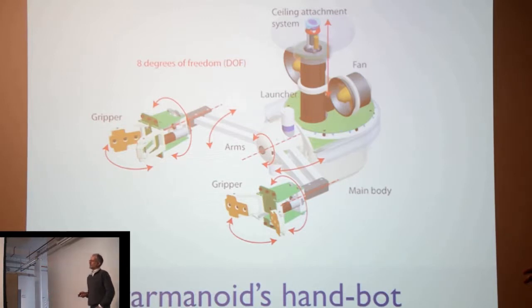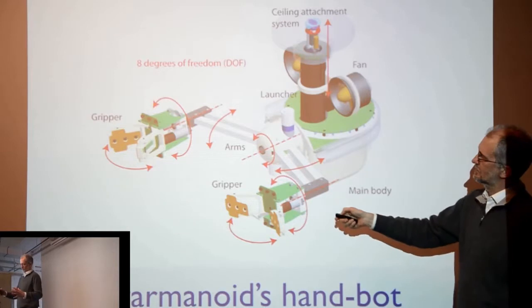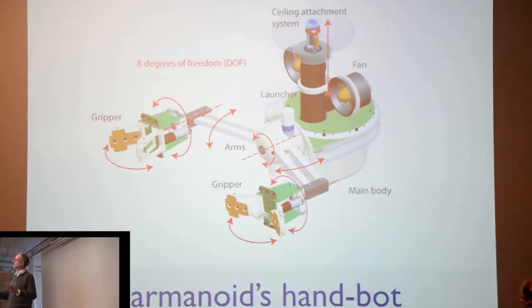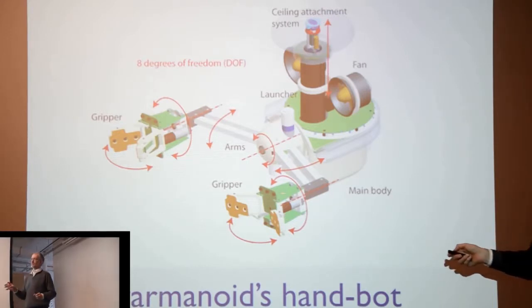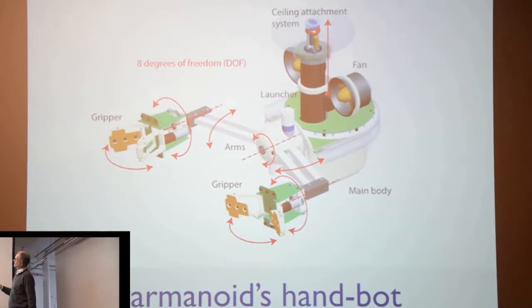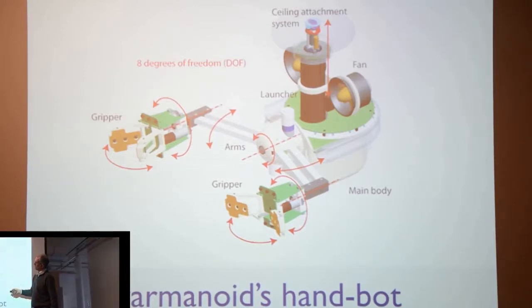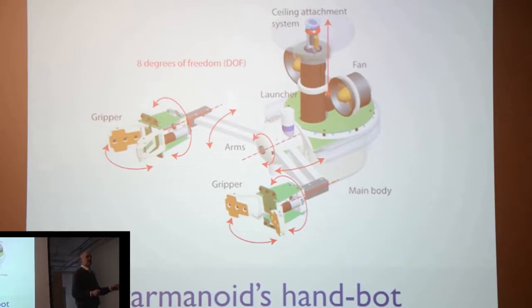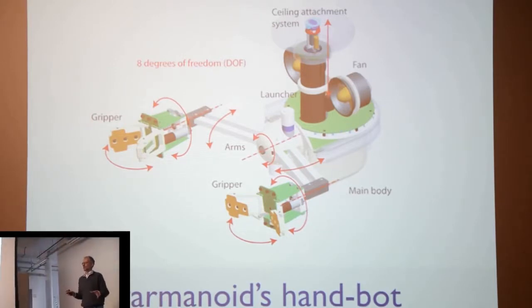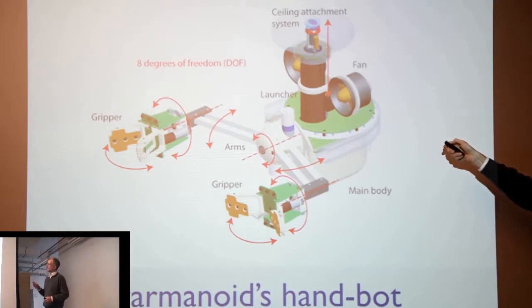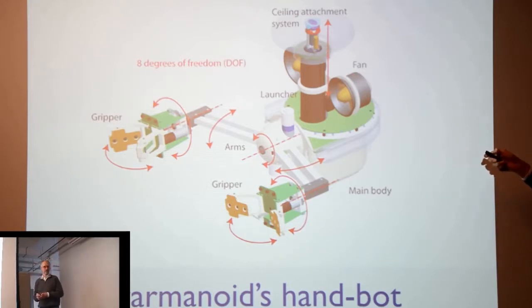So this is a handbot. So big. It has 2 grippers here. Each gripper has a camera so that you can see what it is gripping. The gripper can be used either to grasp objects or to grasp structures, as you will see in a video in a moment, where it can climb.